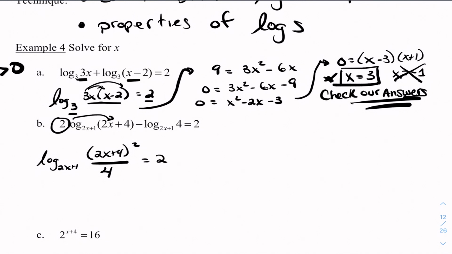Now I'm going to go base, answer, exponent. So base, answer, exponent, B-A-E. So I have 2x plus 1 to the second power equals 2x plus 4 squared.